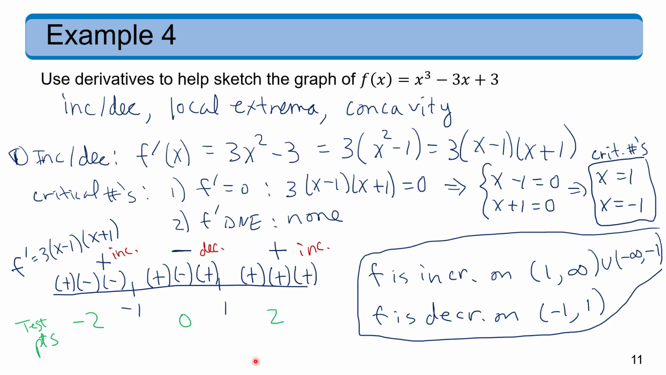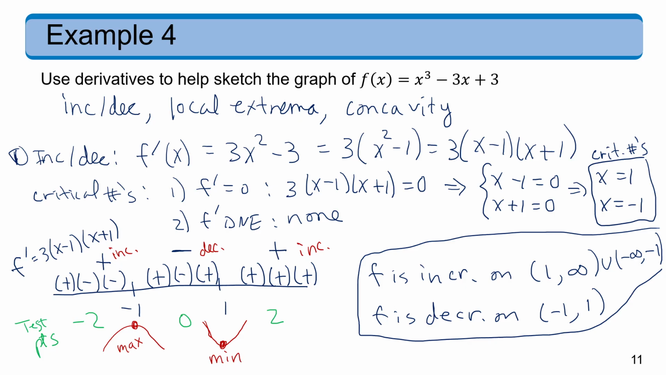So let's look at our results here. At -1, right, as we come into it, it's increasing, and then it switches to decreasing. So if you can kind of visualize what's happening there, that means we've got a local max. And then at our next critical number 1, it comes into it decreasing, and then when it passes 1, it switches to increasing. That image tells us we have a min there.